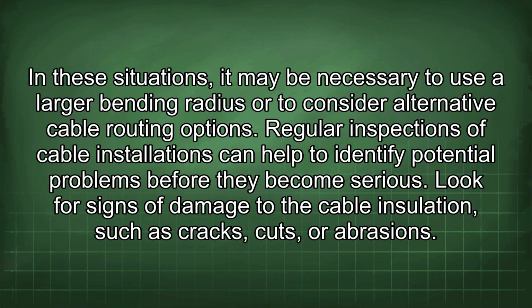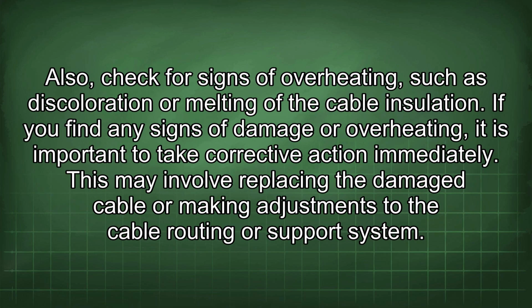Regular inspections of cable installations can help to identify potential problems before they become serious. Look for signs of damage to the cable insulation, such as cracks, cuts, or abrasions. Also, check for signs of overheating, such as discoloration or melting of the cable insulation. If you find any signs of damage or overheating, it is important to take corrective action immediately. This may involve replacing the damaged cable or making adjustments to the cable routing or support system.